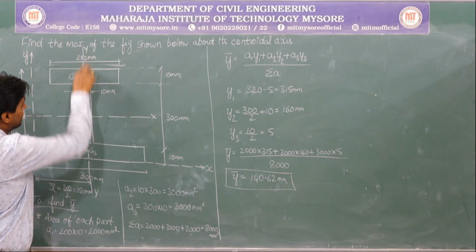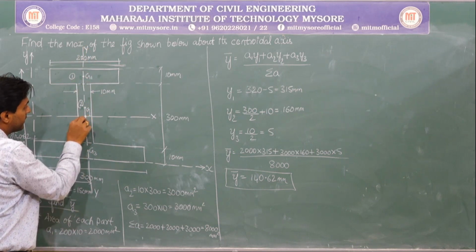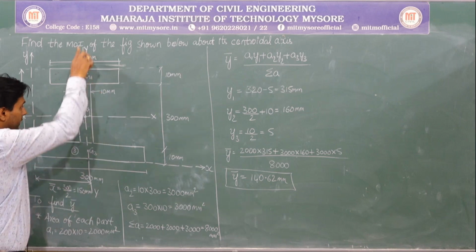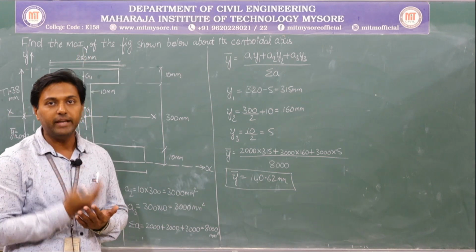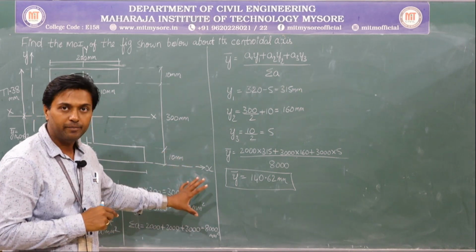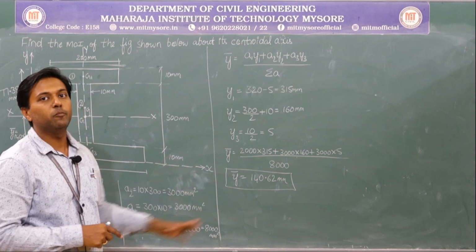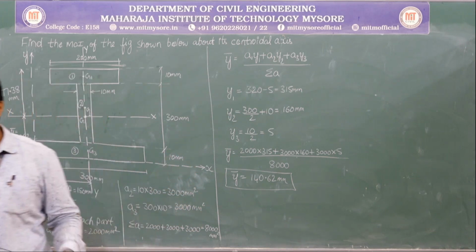So where the x axis and y axis are meeting, that point is called the main centroid. About this particular line only we need to calculate the moment of inertia. So any doubts in calculating the centroid? If not, let me move on with the calculations of moment of inertia. So let me start with that.